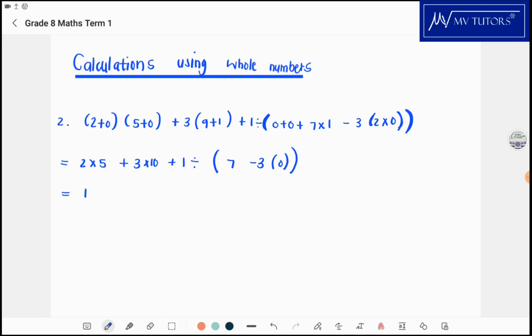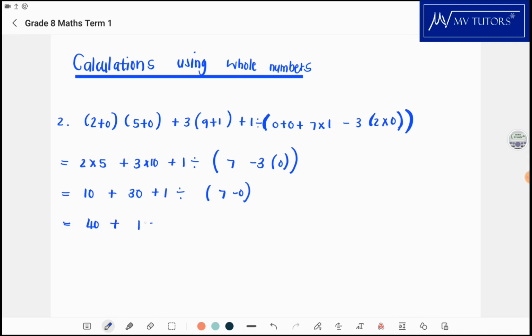2 times 5, that is 10. 3 times 10, that is 30. Plus 1 divided by, let's see if we can simplify inside. We have 7 minus 3 times 0. Anything multiplied by 0 is just going to be 0. Okay, things are getting a little bit easy here. So 10 plus 30, that will be 40.